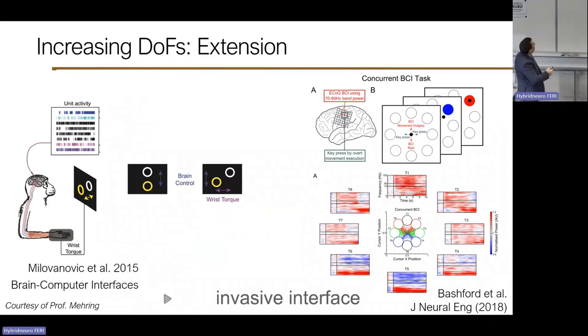All right, augmentation by extension is increasing the degrees of freedom. This is exactly what we mean by the absolute increase of the number of degrees of freedom and control of those degrees of freedom. And there are many ways to do that. So this is the idea of arriving at having a sixth finger like the natural ones we've seen before. This is a study, again, by the group of Carsten Mehring in Freiburg, and he very kindly gave me this slide and a few others.